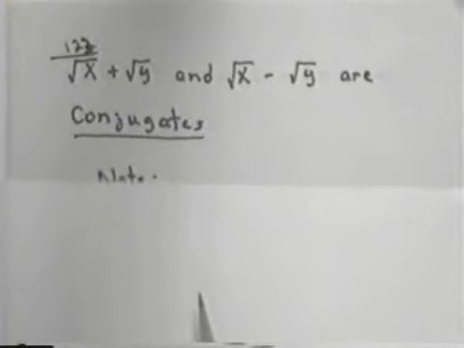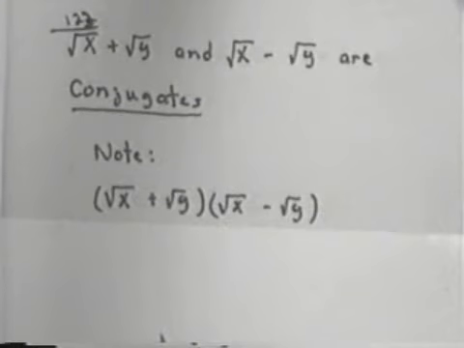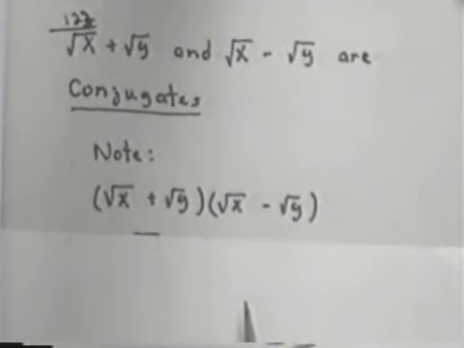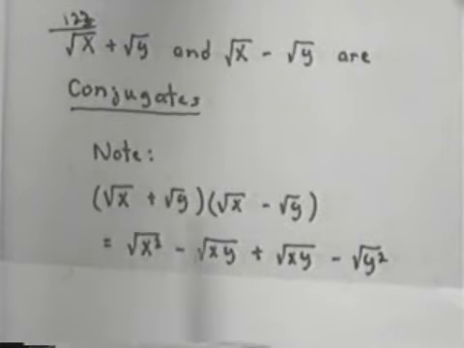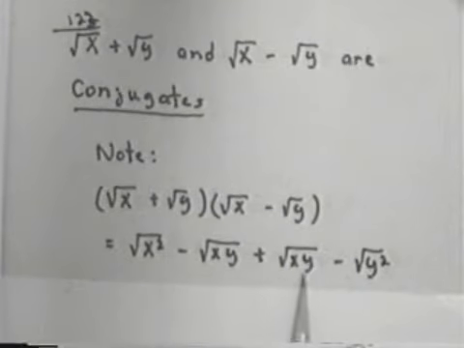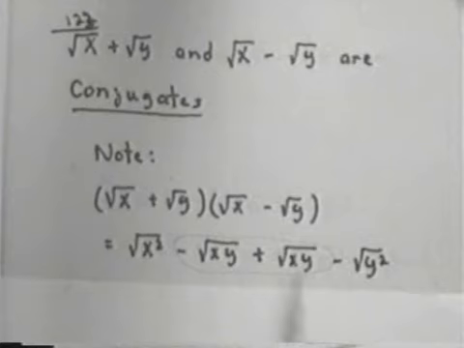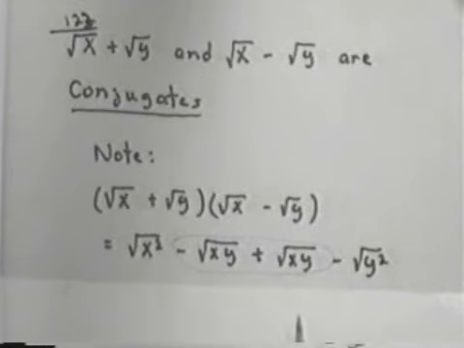Let's notice what happens when you multiply the conjugates together. Let's multiply the square root of x plus the square root of y times the square root of x minus the square root of y. Using the FOIL method, I get the square root of x squared when I multiply the first, a negative square root of xy when I multiply the outside, a positive square root of xy when I multiply the inside, and a negative square root of y squared when I multiply the last. Notice that these two middle terms will cancel. The conjugates made it happen.